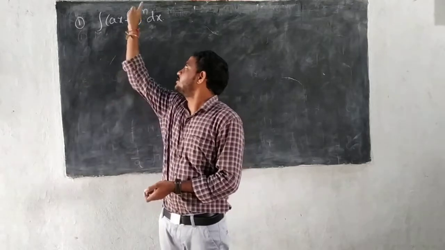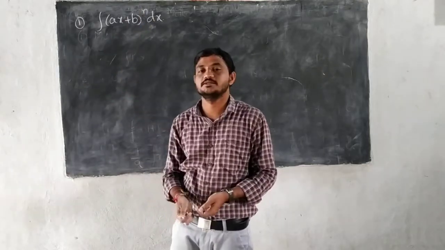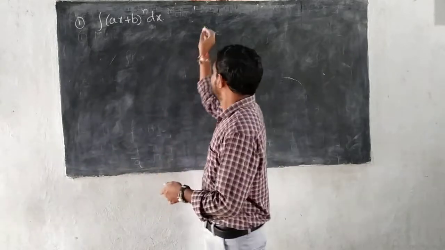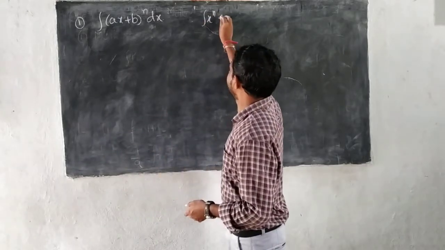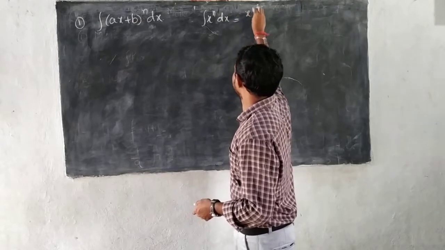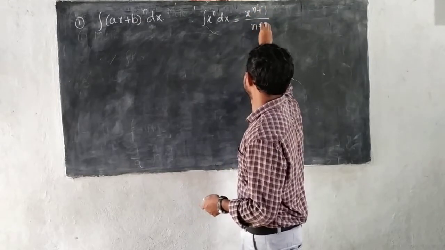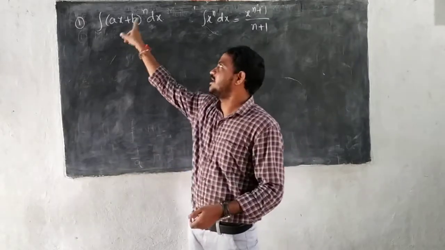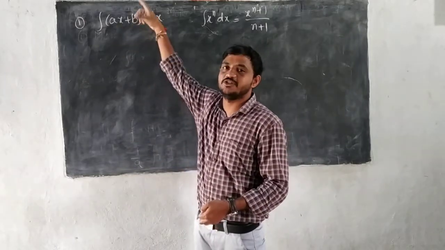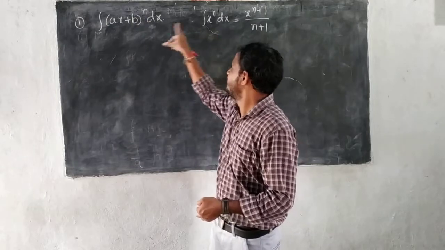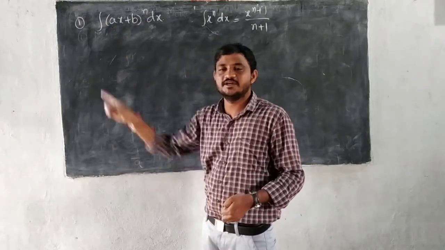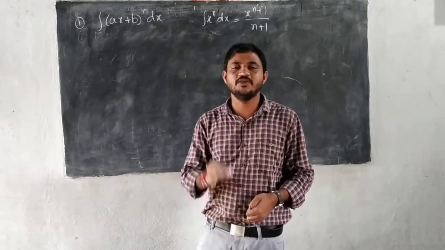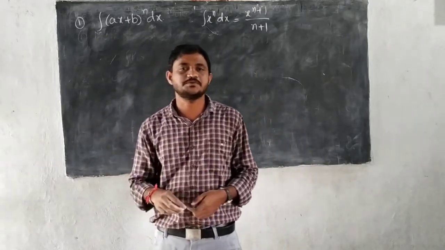Integration of (ax plus b) to the power of n into dx. So how to integrate this function? We have the formula for integration of x to the power of n into dx, that is x to the power of n plus 1 by n plus 1. But it is not in standard form. Here we have (ax plus b) to the power of n. In place of x, we have ax plus b. So it is not in standard form. To convert it into standard form, we have to use the method of substitution.